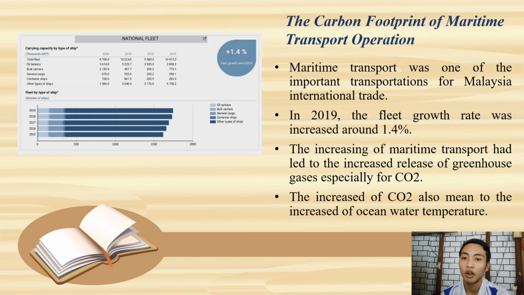However, the increase of maritime transport has also led to the increasing release of greenhouse gases, especially carbon dioxide, which may harm the marine environment and marine life. The increase of carbon dioxide also means an increase of marine water temperature, which may disturb the growth performance of marine life like coral reef. Coral reef structure will be affected by the acidification of polluted water, which may lead to increasing erosion in its existing coral reef structures.